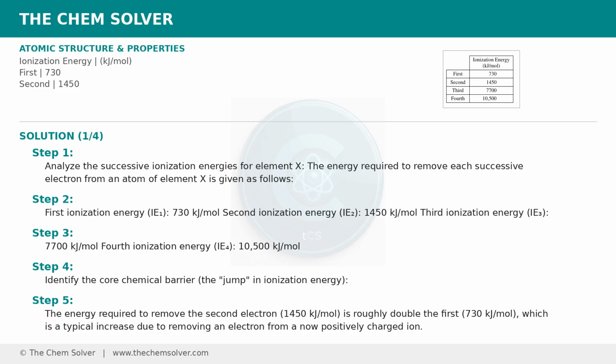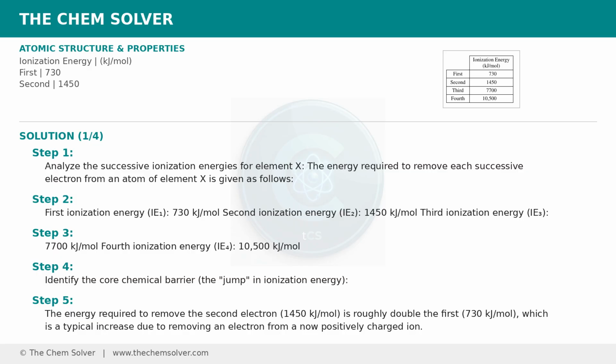Analyze the successive ionization energies for element X. The energy required to remove each successive electron from an atom of element X is given as follows. First ionization energy, i.e., 730 kilojoules per mole. Second ionization energy, i.e., 1450 kilojoules per mole. Third ionization energy, i.e., 7700 kilojoules per mole. Fourth ionization energy, i.e., 10,500 kilojoules per mole. Identify the core chemical barrier, the jump, in ionization energy.